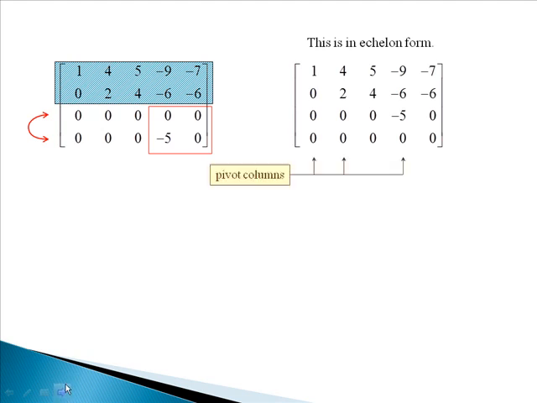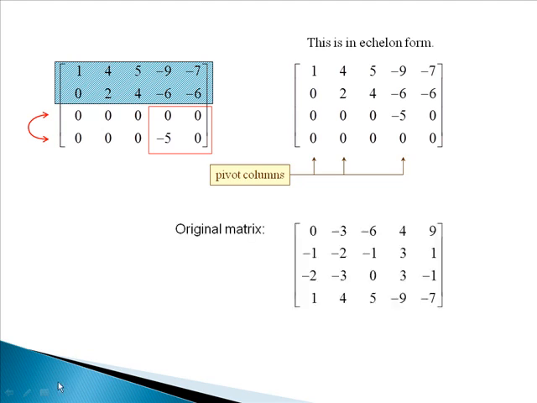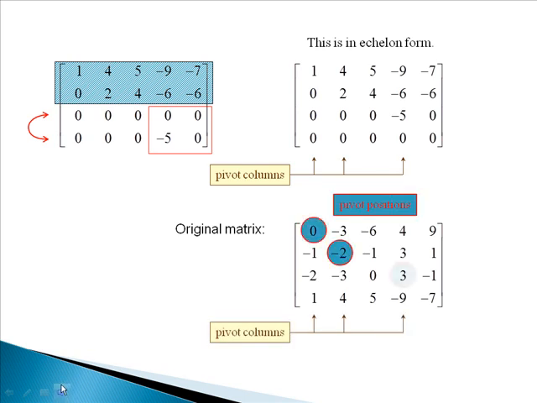Notice that my pivot columns were column 1, column 2, and column 4. And if we look back at the original matrix, we've still got the same pivot columns, and our pivot positions were 0, negative 2, and 3. Those were the pivot positions.